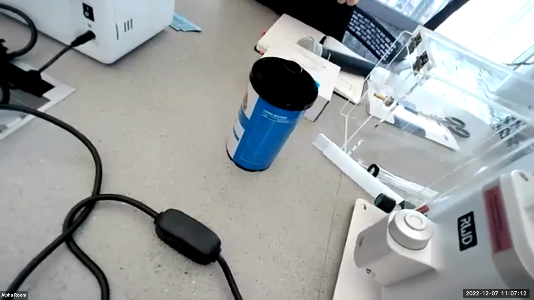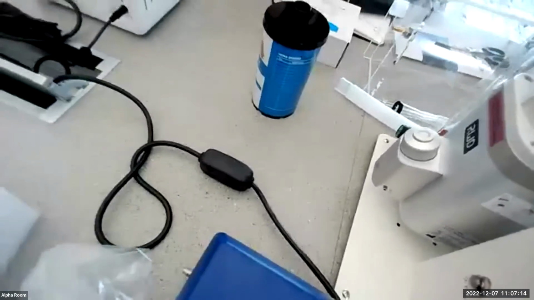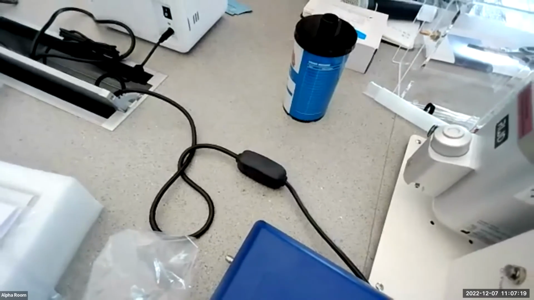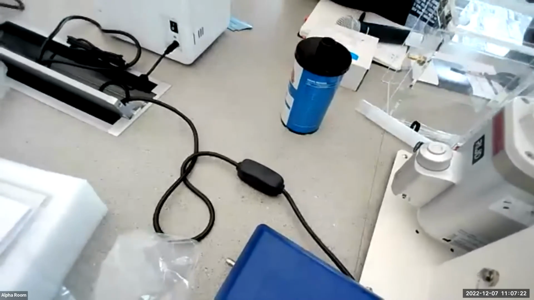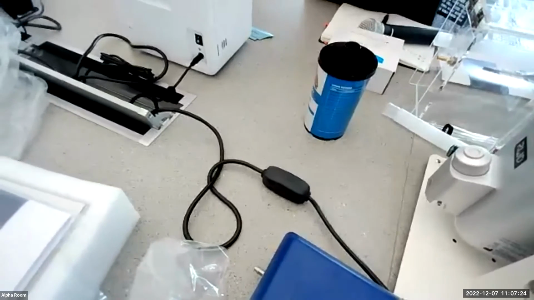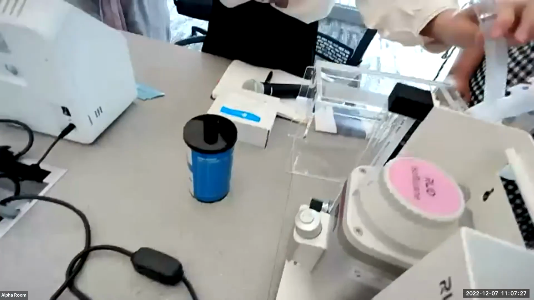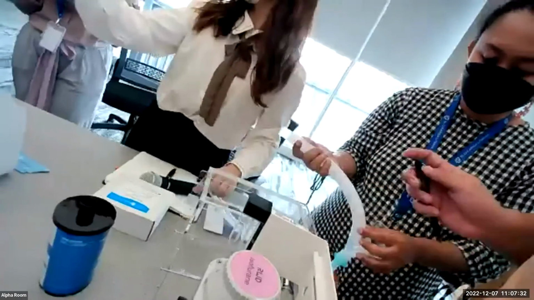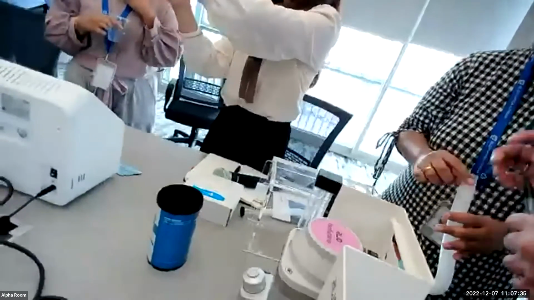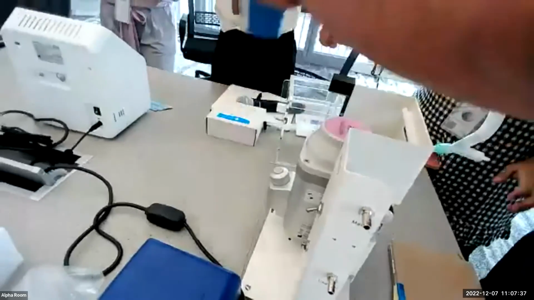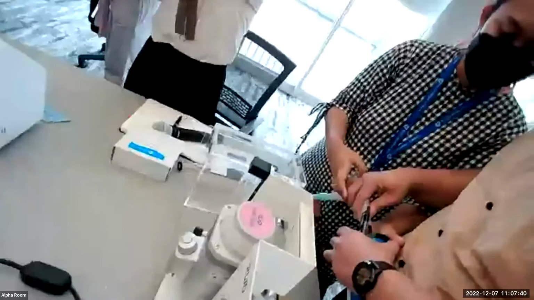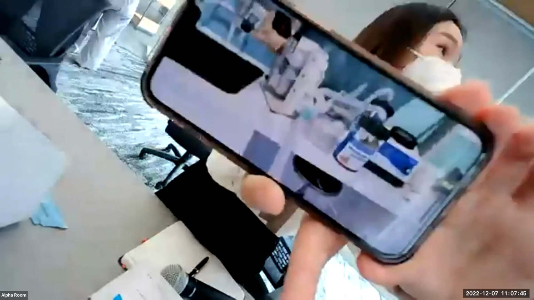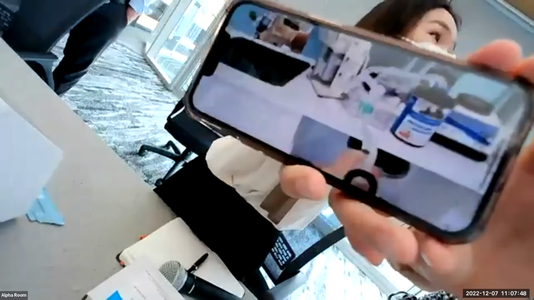So we finished the connection for the chamber, and now for the mask. The mask, you can see this is the whole type of the mask. Is that clear? I think it's very clear. Yes, it's clear. The whole size is like this.